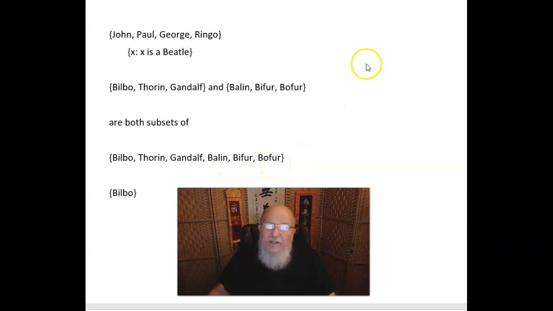They're also what are called singleton sets, with just one member. And here we have one of those. That's the set of Bilbo, which is a subset of all three of these sets. But it's not a subset of this set. And you wouldn't want to confuse the set consisting of Bilbo with Bilbo himself. That would be the particular Bilbo, and that's something very different.